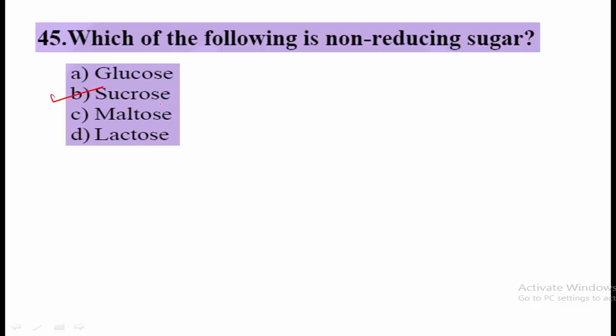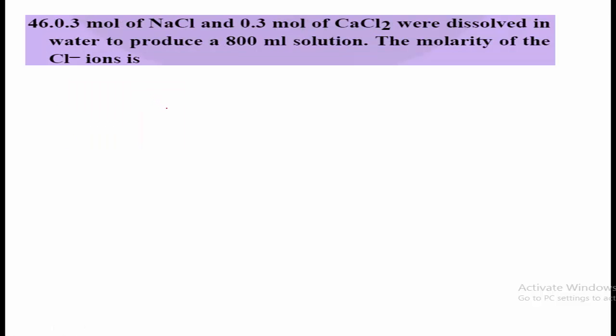So these are all the questions where you will get the options. The 46th question will be of numerical type, and you only need to solve these questions. So first, 0.3 mole of NaCl and 0.3 mole of CaCl2 were dissolved in water to produce a 800 ml solution. The molarity of the Cl minus ions is? So you need to calculate the molarity, very simple one.